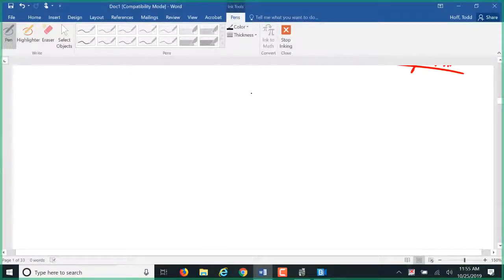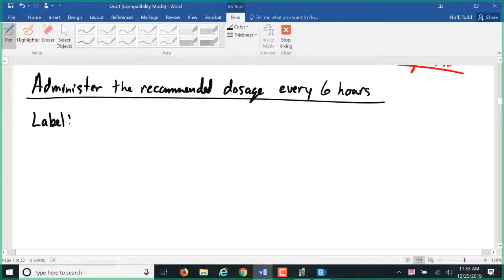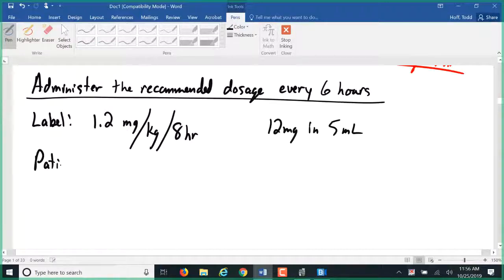So some questions come up. What if the doctor orders you to administer the recommended dose every 6 hours? The label says 1.2 milligrams per kilogram every 8 hours. Let's say that our label also says that this is constituted at 12 milligrams in 5 milliliters. And let's have a patient who is 121 pounds.